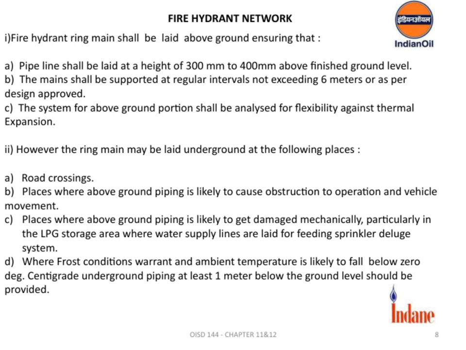If the ambient temperature is likely to fall below 0 degrees Celsius, the piping should be buried at least 1 meter below ground level to prevent freezing and ensure system reliability. In summary, while above-ground installation is generally preferred for ease of maintenance and inspection, strategic underground laying helps in specific circumstances to protect the system, ensure safety, and maintain operational efficiency.